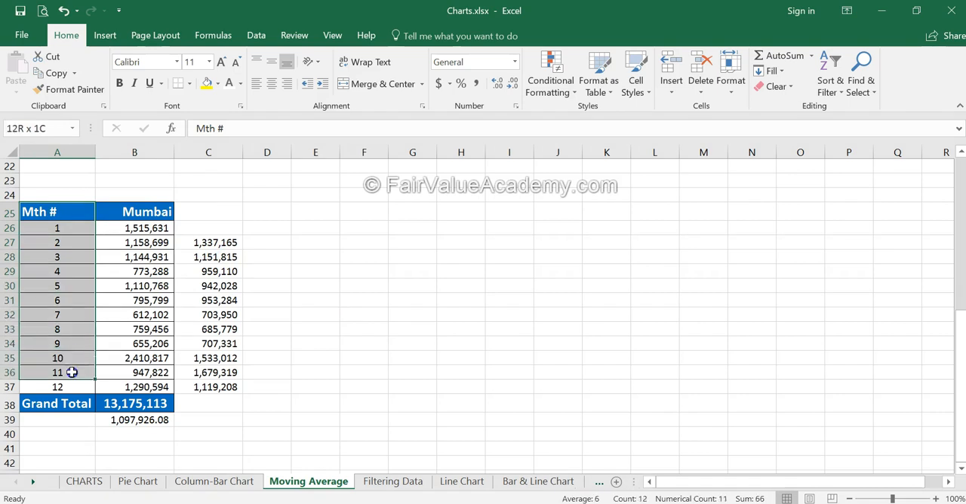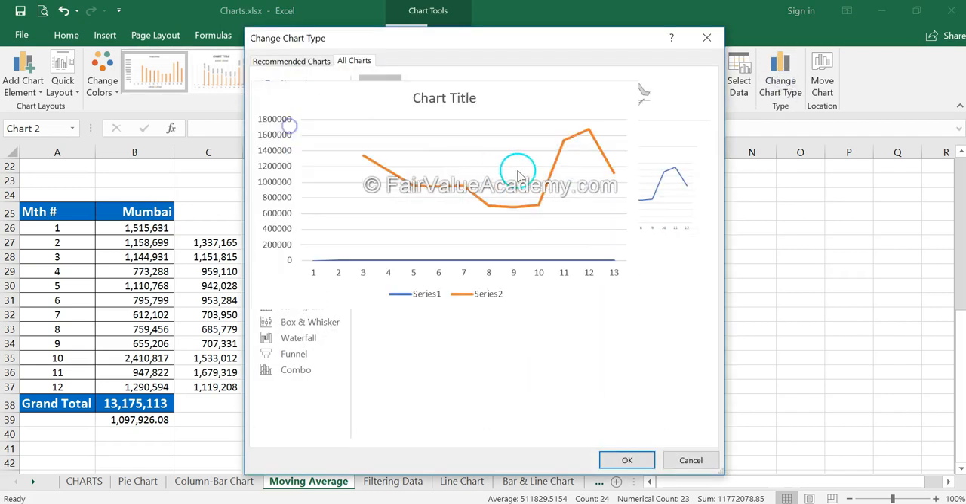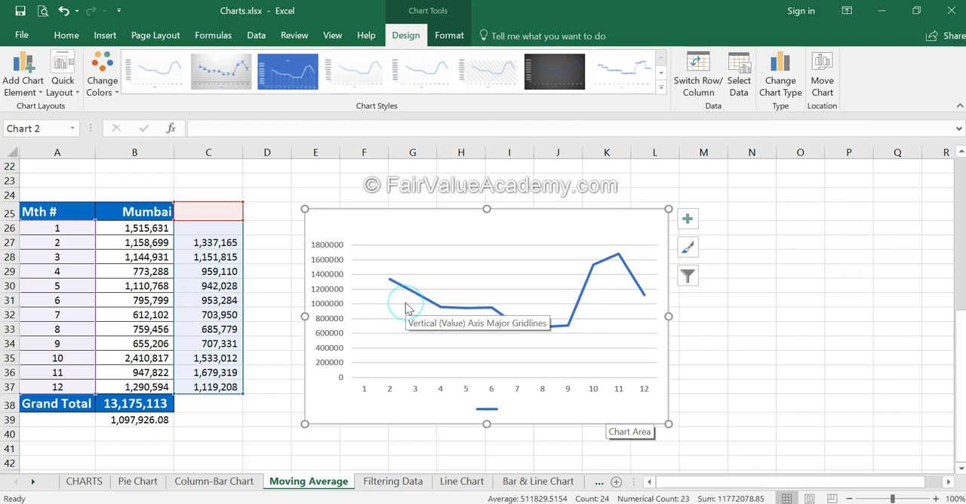And if you create a line chart of this moving average series, what you get is a moving average trend line. So let me change the chart type and select line. And this is the moving average trend line for Mumbai sales. In the next session, we will see how this moving average trend line can be used along with a column chart.